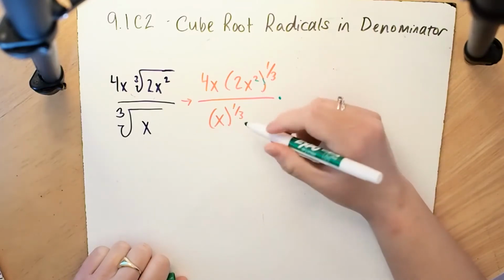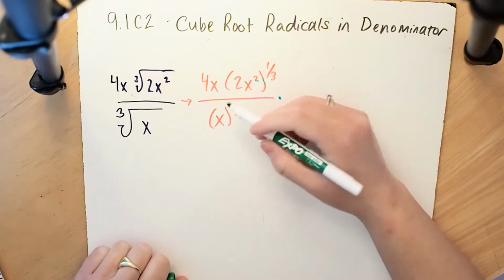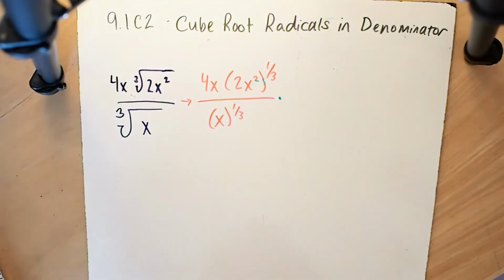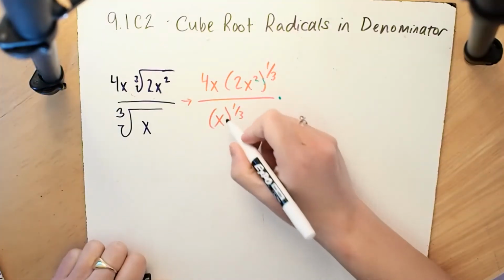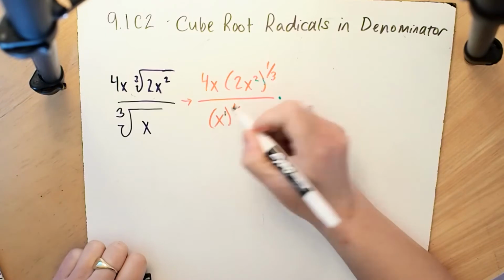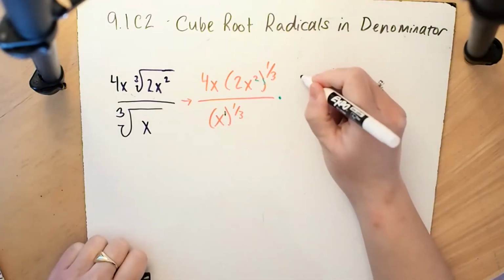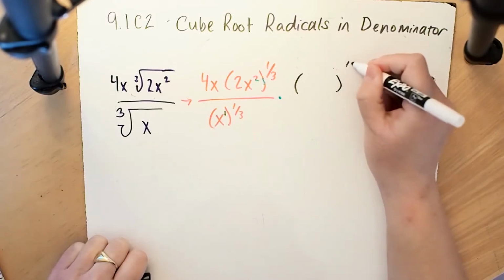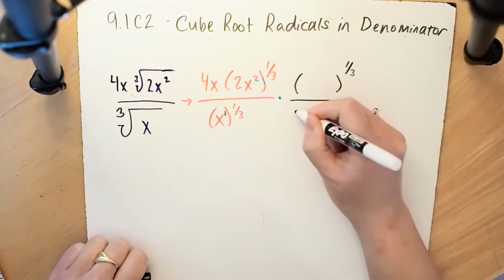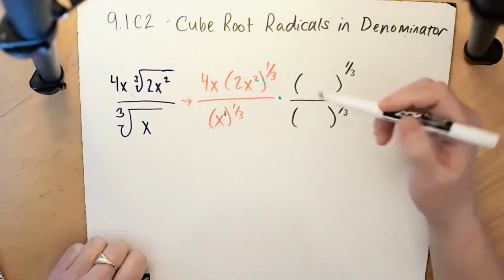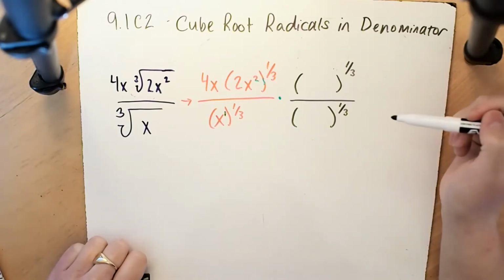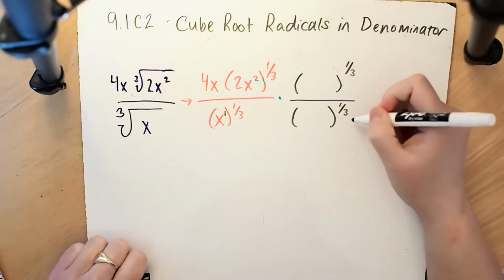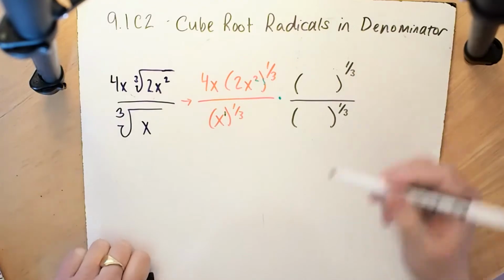However, we can't just multiply it by whatever's inside the radical. We're going to remember, if there's no exponent on the x, this is actually x to the 1. So when we multiply it, we're going to multiply it again by a cube root radical. So I'm just going to go ahead and put this here. So you can see what I'm doing is just like I did with the square root radicals, except this time it's a cube root radical. What goes on the inside is slightly different.